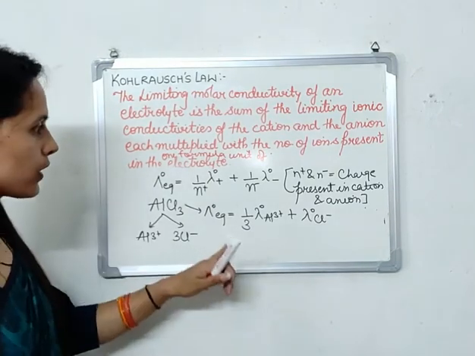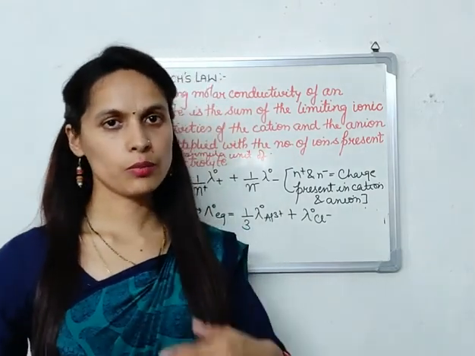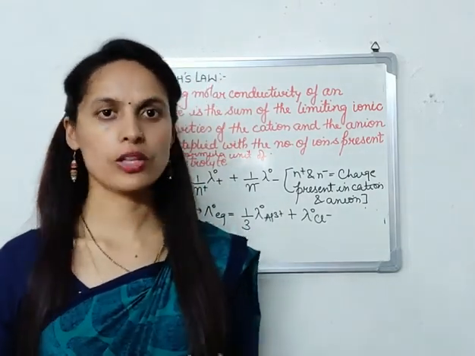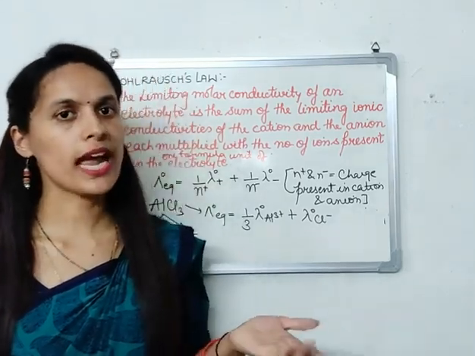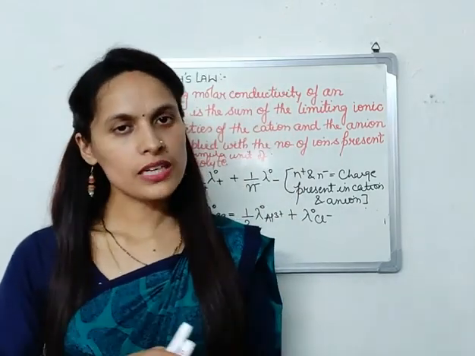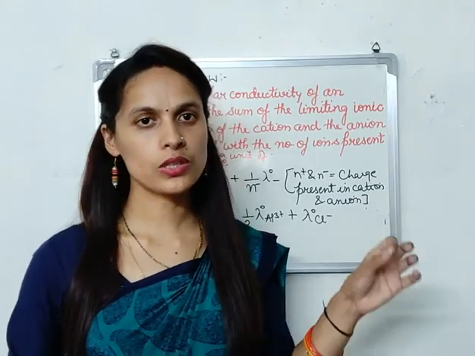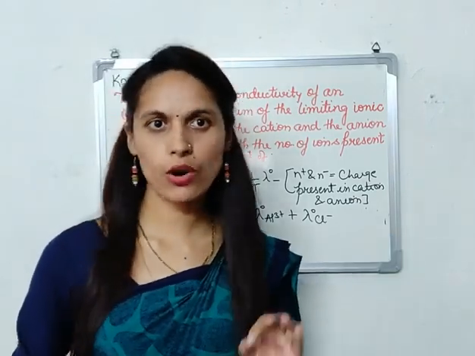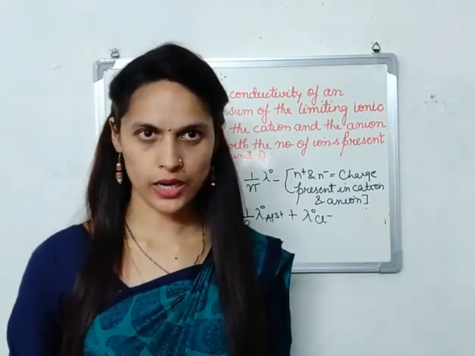Clear? So in this way we can define KOHLRAUSCH'S law either on the basis of the molar conductivity or on the basis of the equivalent conductivity. So we have two different statements for KOHLRAUSCH'S law. The first statement is: each ion makes a definite contribution towards the limiting molar conductivity of an electrolyte irrespective of the other ion of the electrolyte.